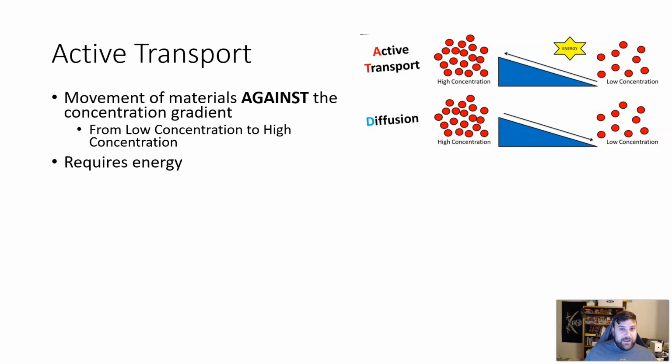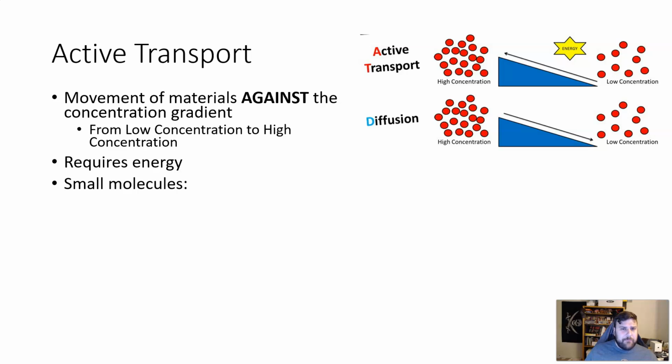The main difference between active and passive transport is that active transport requires energy. It requires an input of energy to happen. And we actually see two different types of active transport. First is with small molecules.